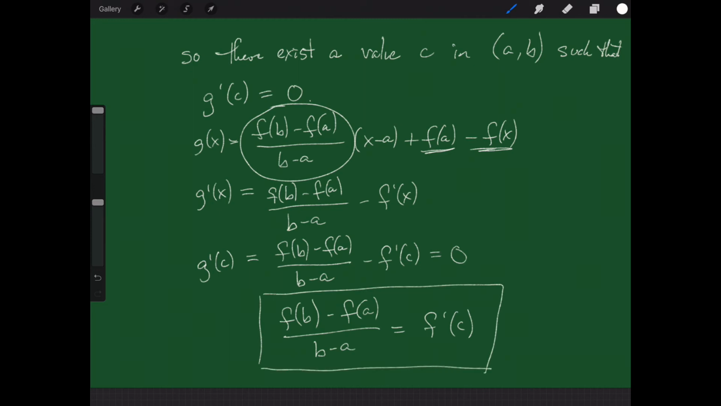This is saying that the slope of the secant line, which is this guy, is equal to f prime of c for some value c in between a and b. And so the mean value theorem is proved.